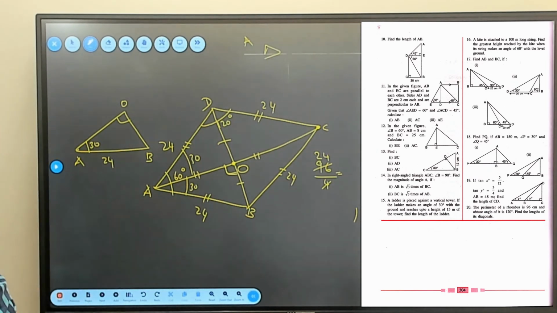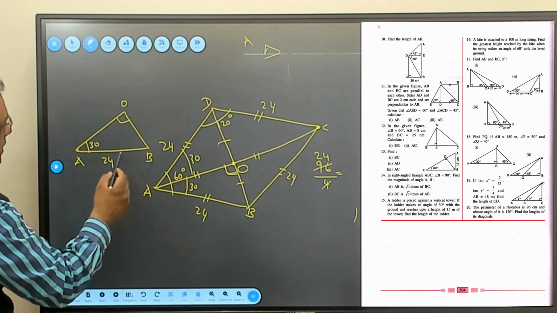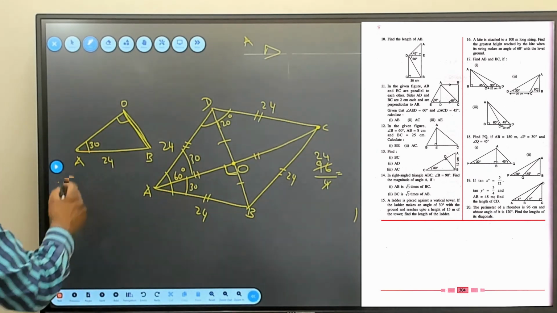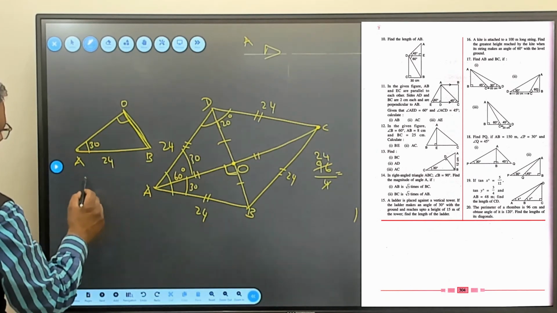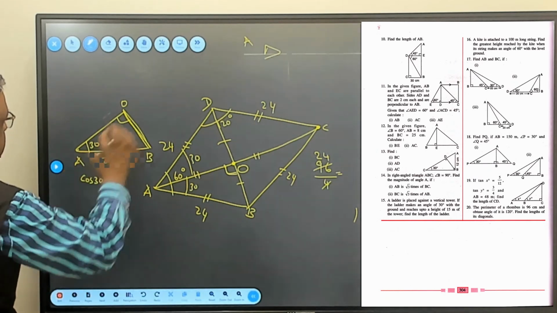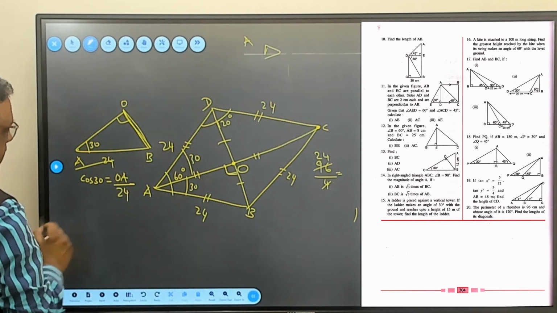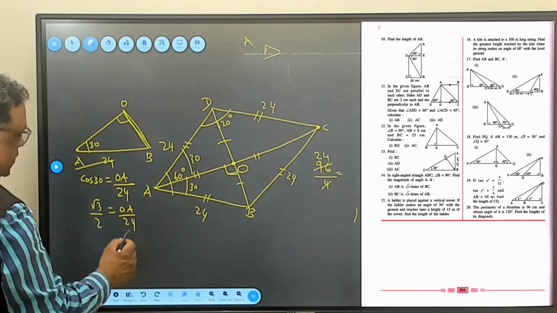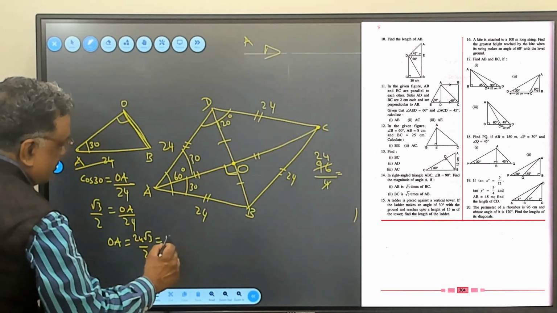So I will try to use in this particular triangle, I know the hypotenuse, and I can find out the length of OB, or I can find out the length of OA in both the situations. So I will use, let us say, cos. So cos 30 will be adjacent, which is OA, upon hypotenuse, which is 24. So cos 30 is root 3 by 2, which is OA upon 24. So OA will become 24 root 3 upon 2, which is 12 root 3.